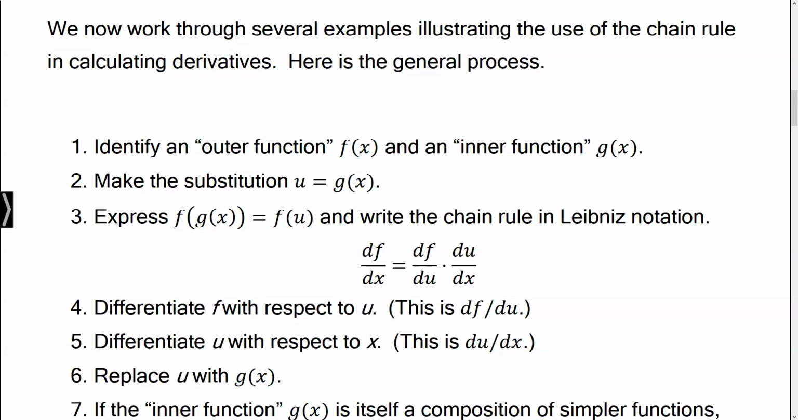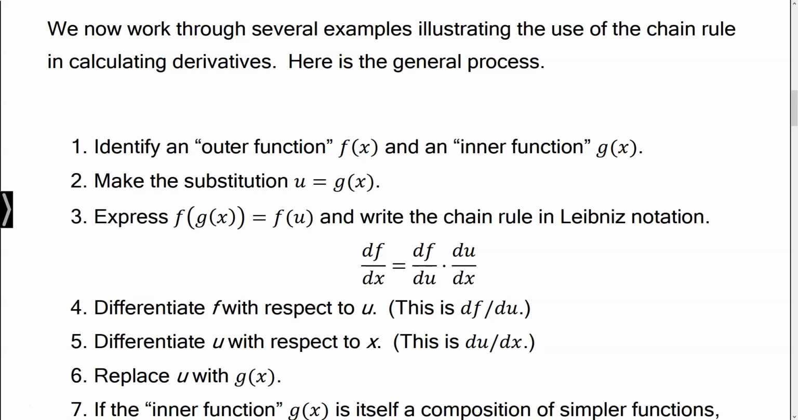So here are the steps that we're going to go through. We're going to identify an outer function f and the inner function g of x. So you have to figure out what your outer and inner functions are. You're going to write down the substitution. So we're going to let u be the inner function. This is really just a notational thing so that we can keep track of what's going on. Express f of g of x as f of u.